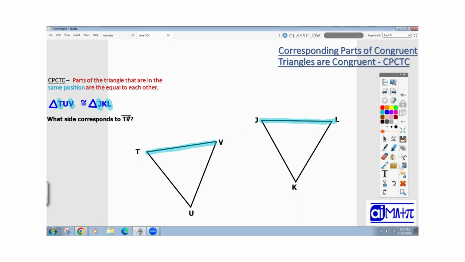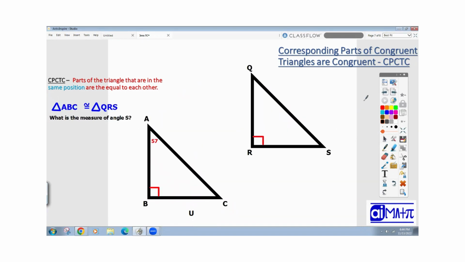What side corresponds to it? This is in the first and third, so I would say the side that's in the first and third over here, so I'm going to say side JL. You should pause the video here and see if you can answer the question that says triangle ABC is congruent to triangle QRS. What is the measure of angle S?